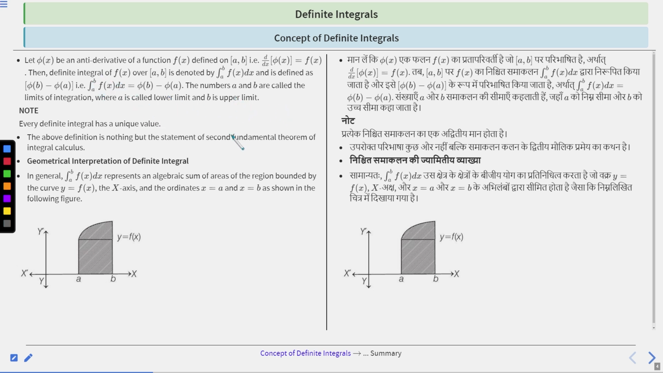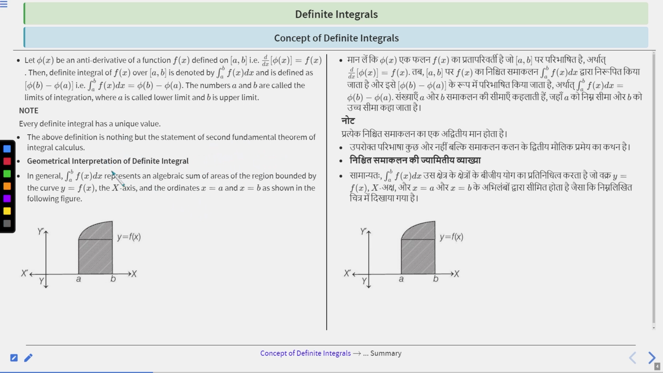The numbers a and b are called limits of integration, where a is called the lower limit and b is the upper limit. You have to note that every definite integral has a unique value, right? In the indefinite integrals, there were many integrals, that's why we had added a constant c, right? And when we change the limit, then that constant will vary, and for each limit there will be a unique value of that constant, right? Therefore, every definite integral has a unique value, right? The above definition is nothing but the statement of the second fundamental theorem of integral calculus.